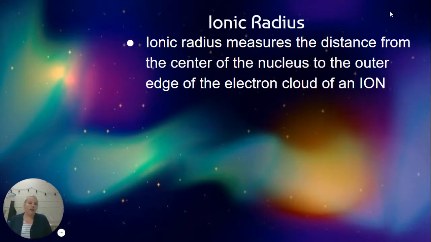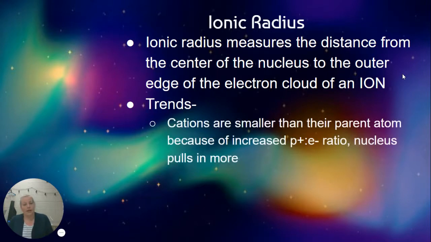But in this case, your element has either lost an electron or gained an electron, or more than one, I should say. So we're not limited, but it's gained or lost some electrons. And the number of electrons it gains or loses actually plays a bit of a role in your radius. So there are a couple of trends that you need to know with ionic radius.